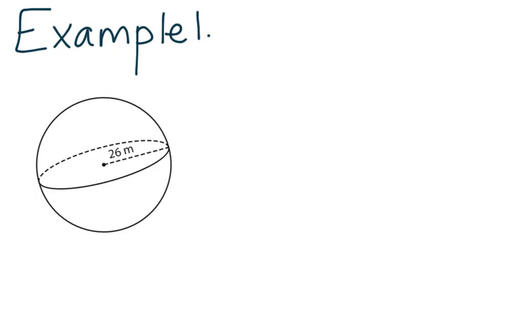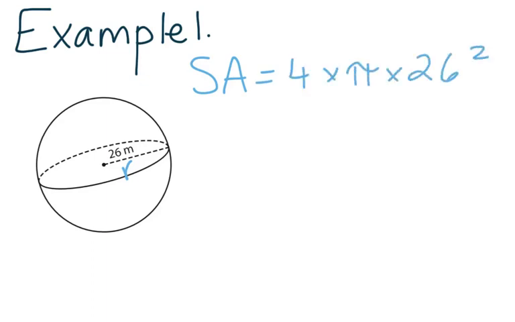So our first one, straightforward, we label the radius. We've got the surface area is equal to 4 times pi times 26 squared. And this one we just pop straight into the calculator to get our answer, and that is 8,494.9 metres squared. So straightforward, pop it into the calculator and get the answer.